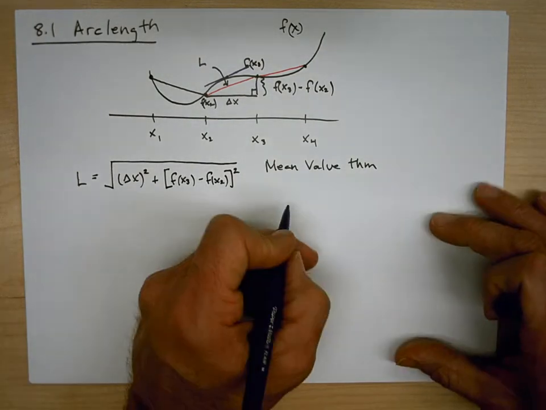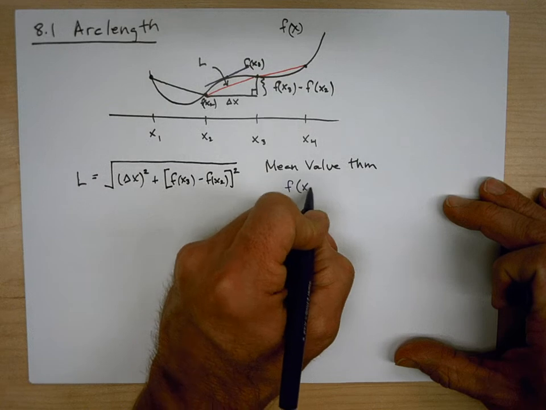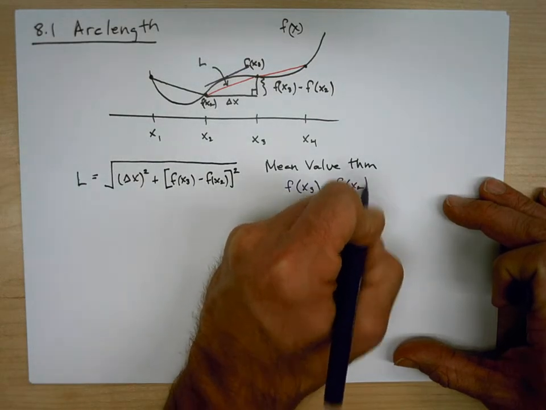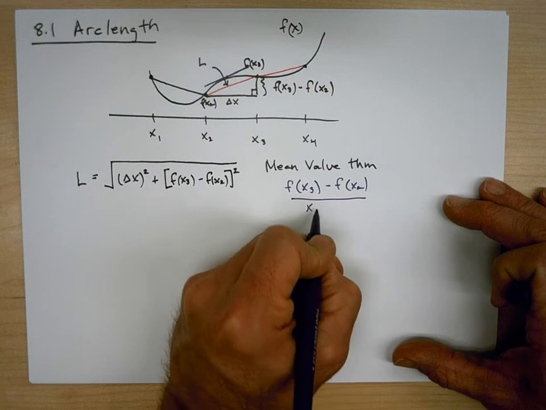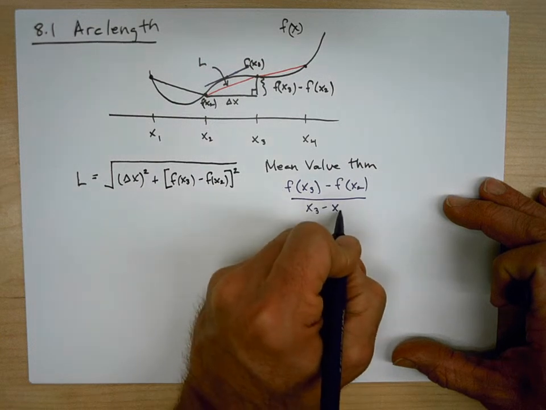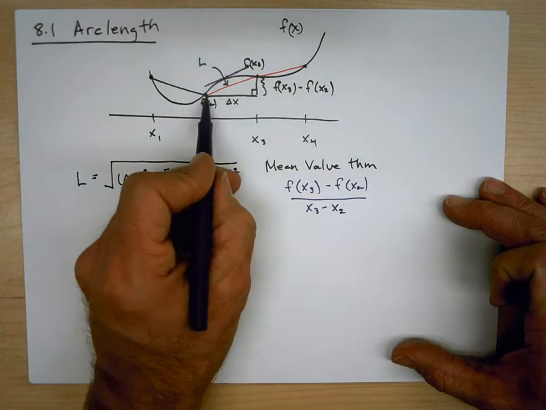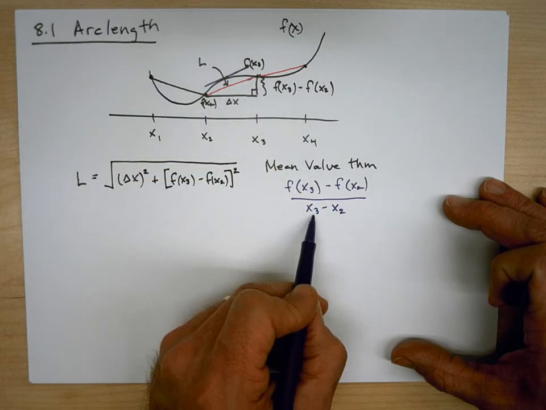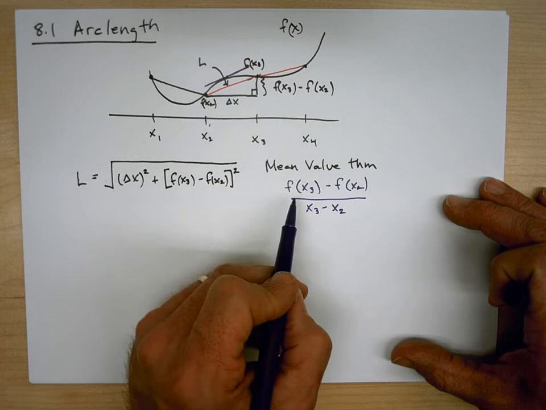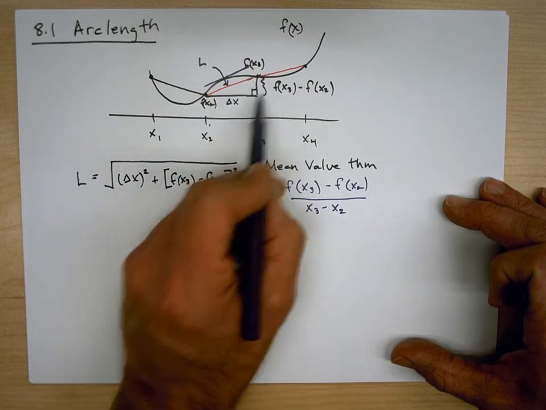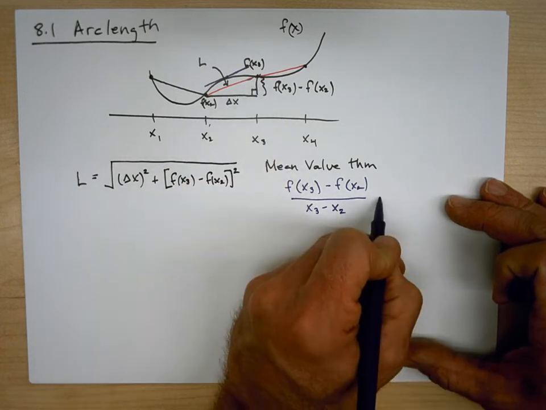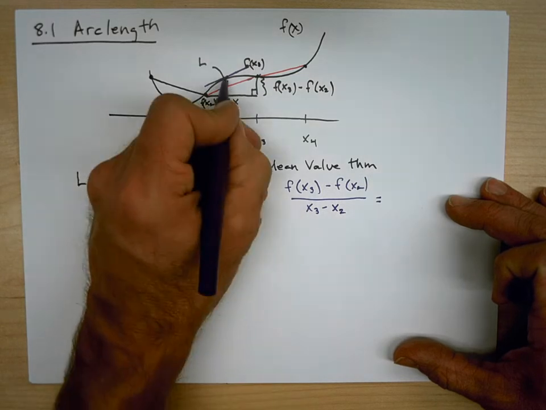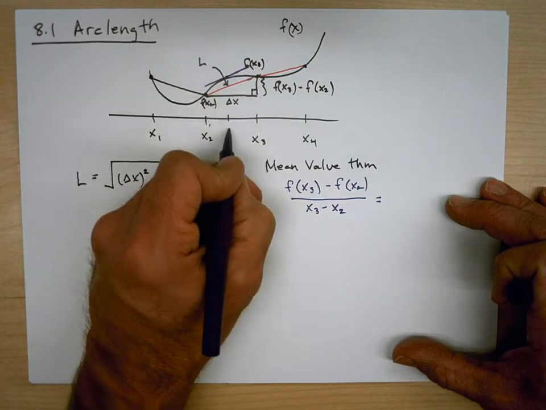In other words, if we take f of x3 minus f of x2 over x3 minus x2, you see that that's just the slope of this secant line right here from x2 to x3. So there's a change in y, the rise over the run. And the mean value theorem says that there is a point somewhere in here, it would be this point right here, we'll call it c.